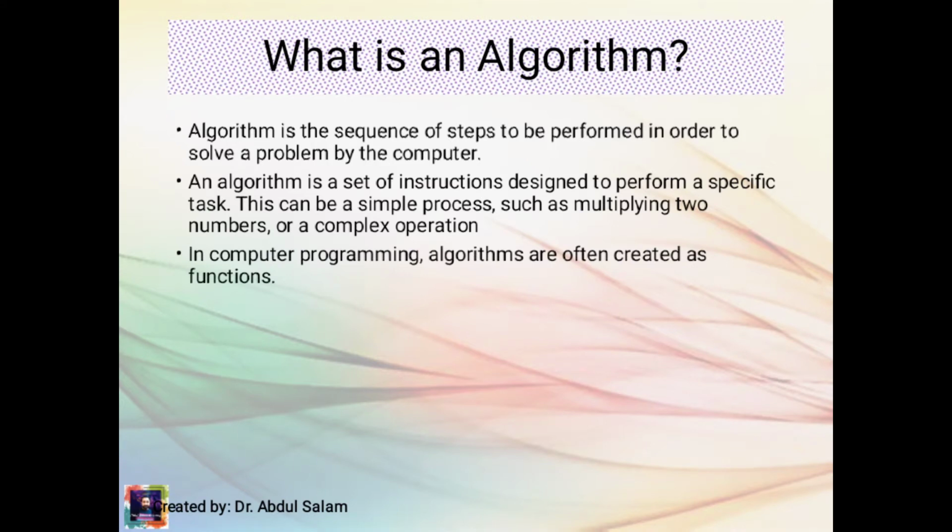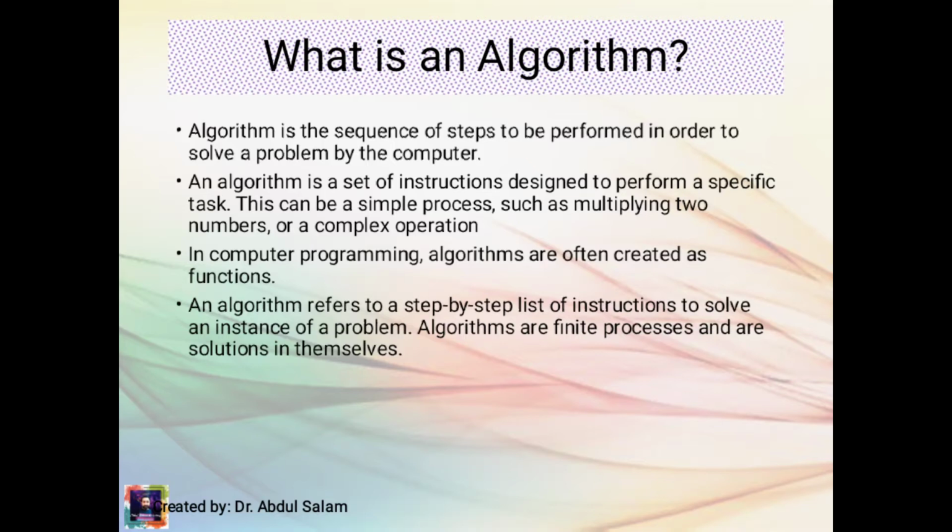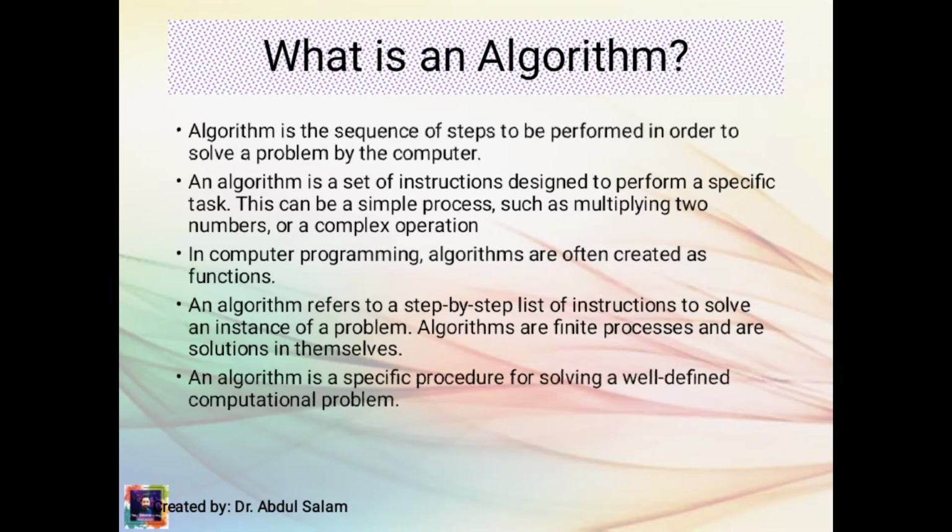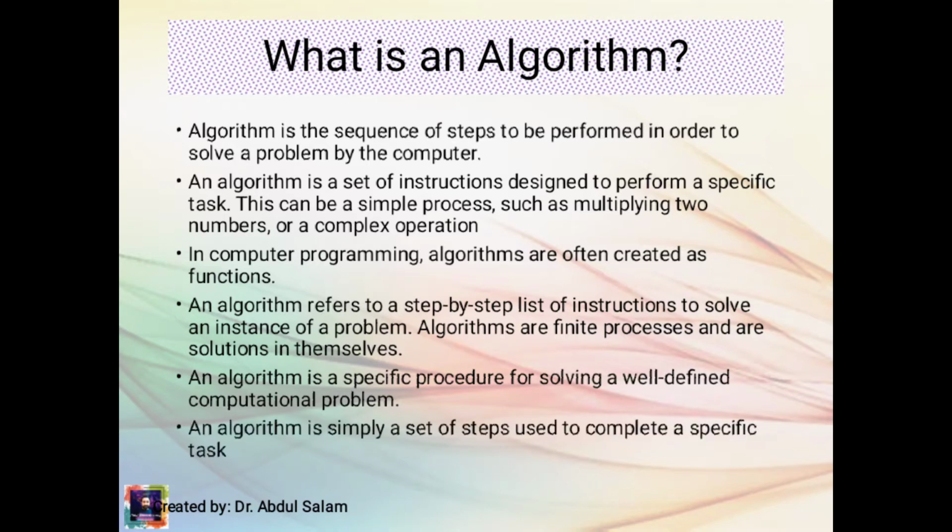In computer programming, algorithms are often created as functions. An algorithm refers to a step by step list of instructions to solve an instance of a problem. Algorithms are finite processes that are solutions in themselves. An algorithm is a specific procedure for solving a well defined computational problem. An algorithm is simply a set of steps used to complete a specific task.